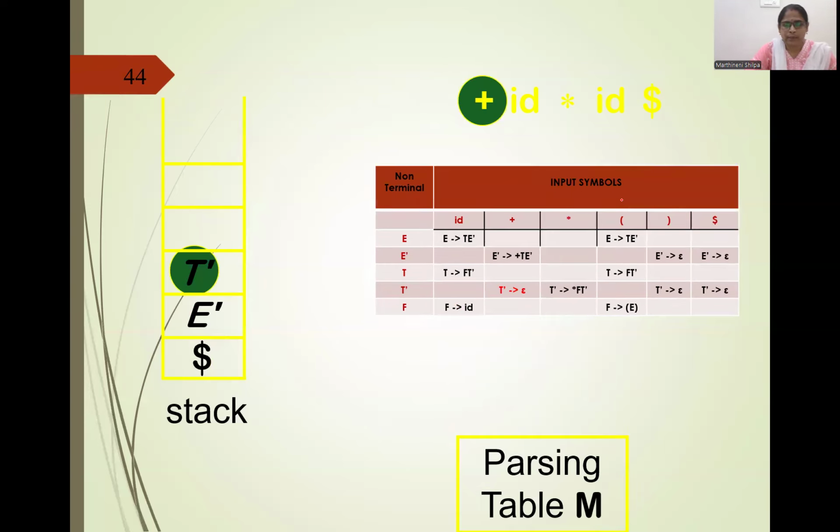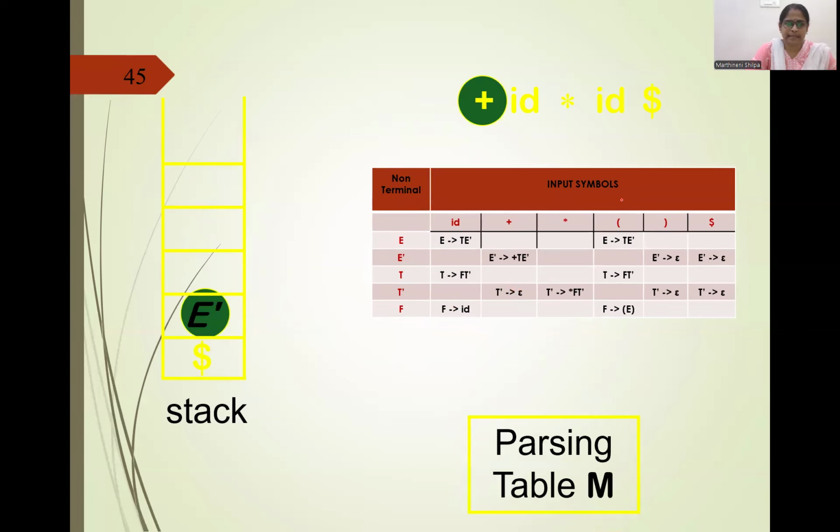Now the current top of stack element is T dash and the input symbol is plus. So compare these two and check the entry of the parse table in the T dash row and plus column. That is T dash deriving epsilon. Whenever the right hand side production is deriving epsilon, pop the top of stack element.